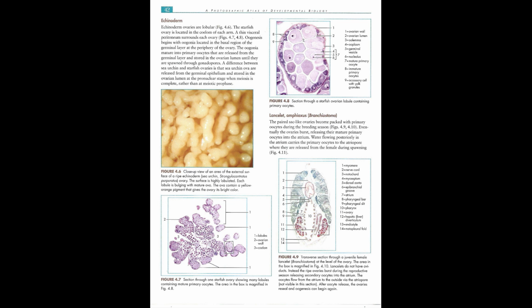A difference between sea urchin and starfish ovaries is that sea urchin ova are released from the germinal epithelium and stored in the ovarian lumen at the pronuclear stage when meiosis is complete, rather than at meiotic prophase.